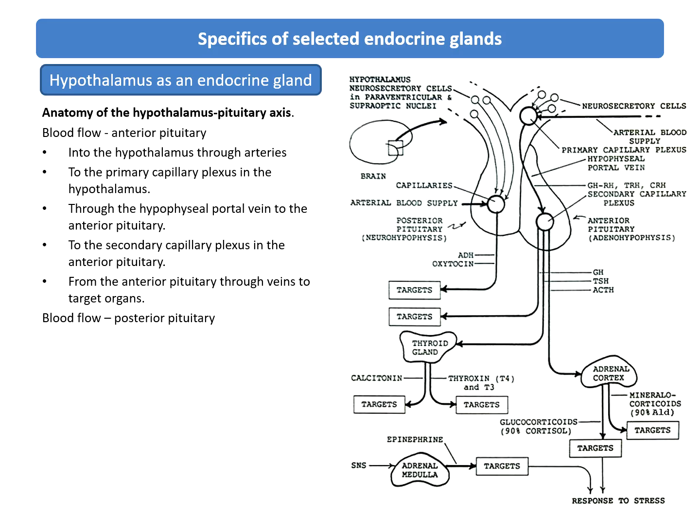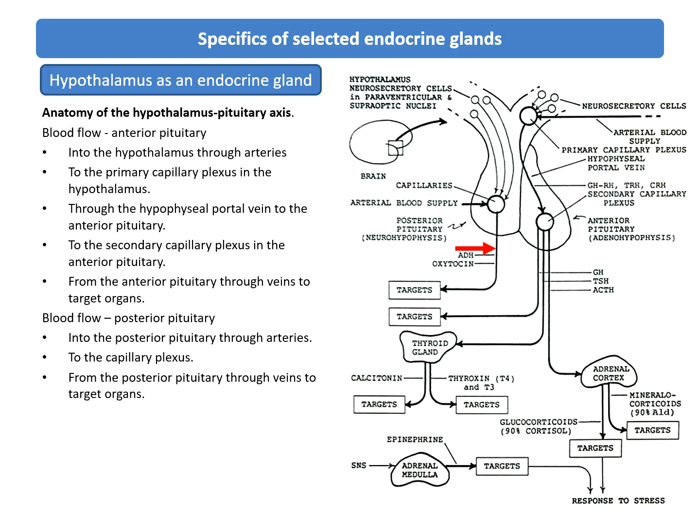As for the blood flow of the posterior pituitary, it flows into a capillary plexus through arteries. It then flows from the posterior pituitary through veins to the target organs.